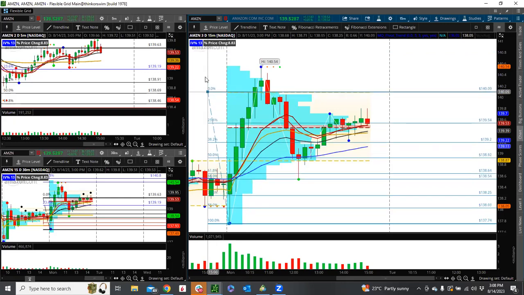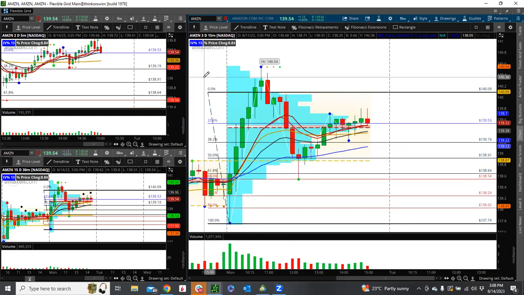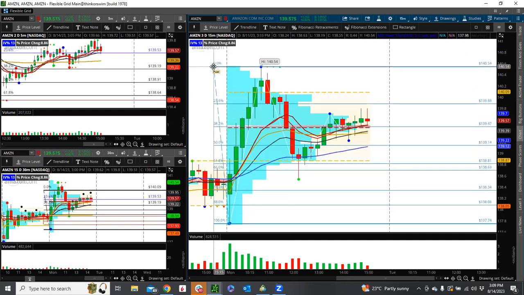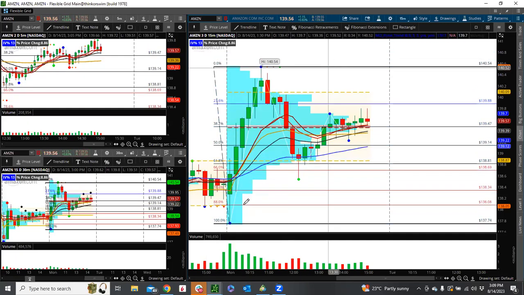And that's what I always try to explain to people. I'm actively moving my fibs as price is developing, right? I'm not just waiting for things to happen. No, I keep moving them. So eventually I moved my fibs up right into here. Okay, so I had that laid out.